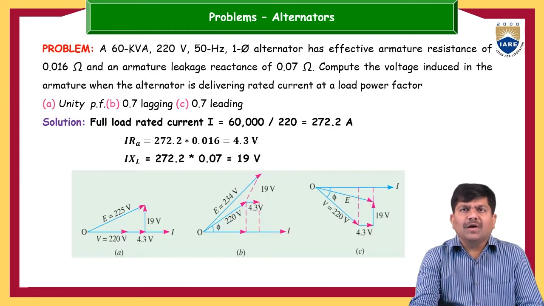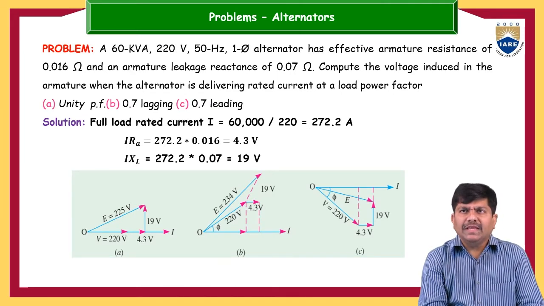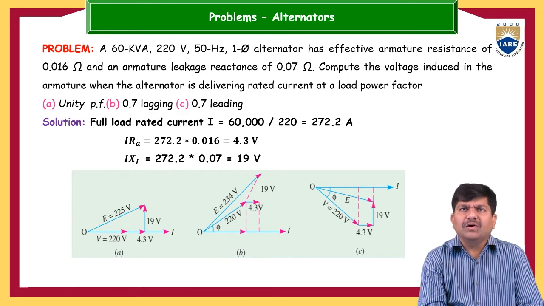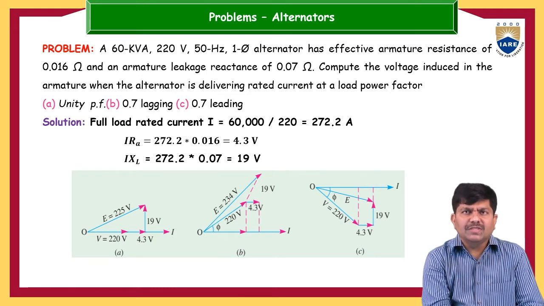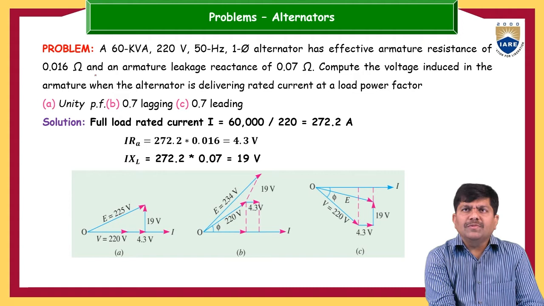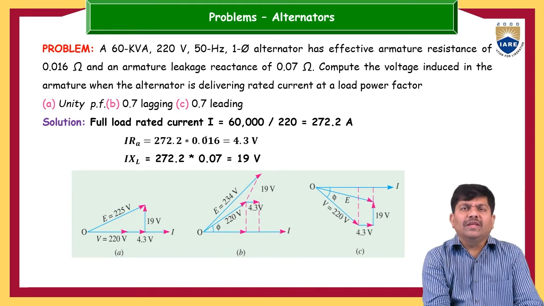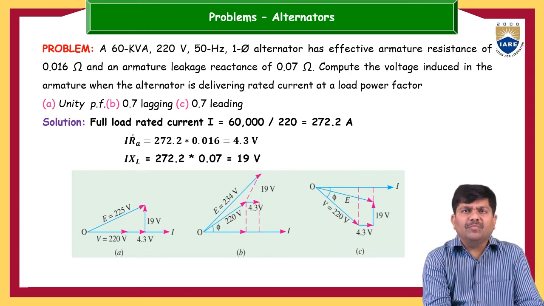Let us take one more problem. Here a 60 kVA, 220 volts, 50 Hz single phase alternator has an effective armature resistance of 0.016 ohm and an armature leakage reactance of 0.07 ohm. Compute the voltage induced in the armature when the alternator is delivering rated current at a load power factor. They have given three different loading conditions: one is unity power factor, 0.7 lagging, and the next one is 0.7 leading.